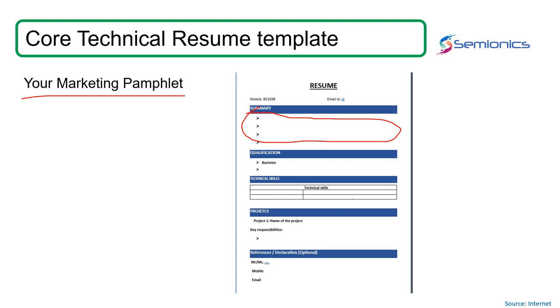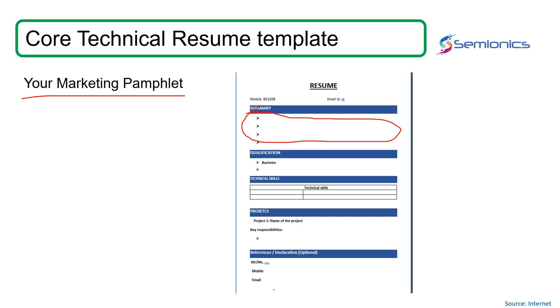Technical skills: obviously this section defines whatever skills you have learned, what you can do for your employer. We'll talk about this in detail as well. Now, projects: you have to mention whatever projects you have done, be it in your engineering, in your training courses, or actual job-related ones.